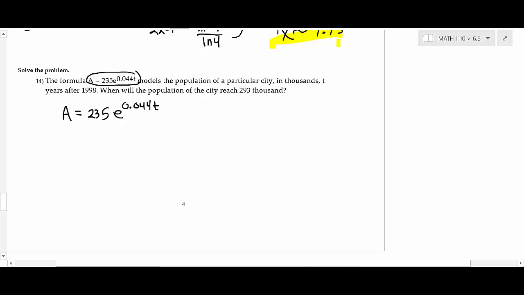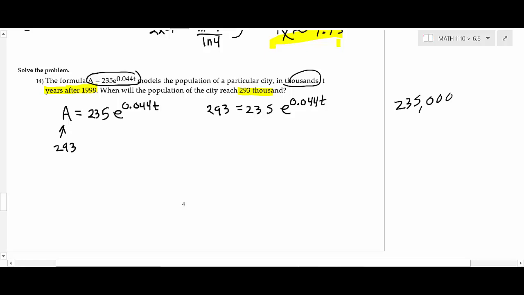Now it says t is years after 1998. What it's asking is, when will the population reach 293,000? They also said the population was already in thousands. So this 235 is really representing 235,000. So you're just going to plug in for A just the 293, because it's in thousands. So what we'll have is 293 equals 235 e to the 0.044t.